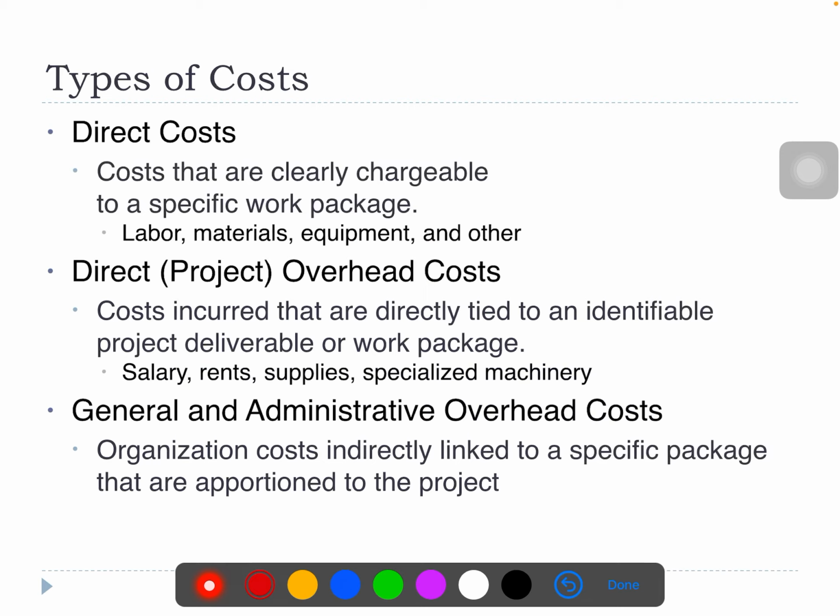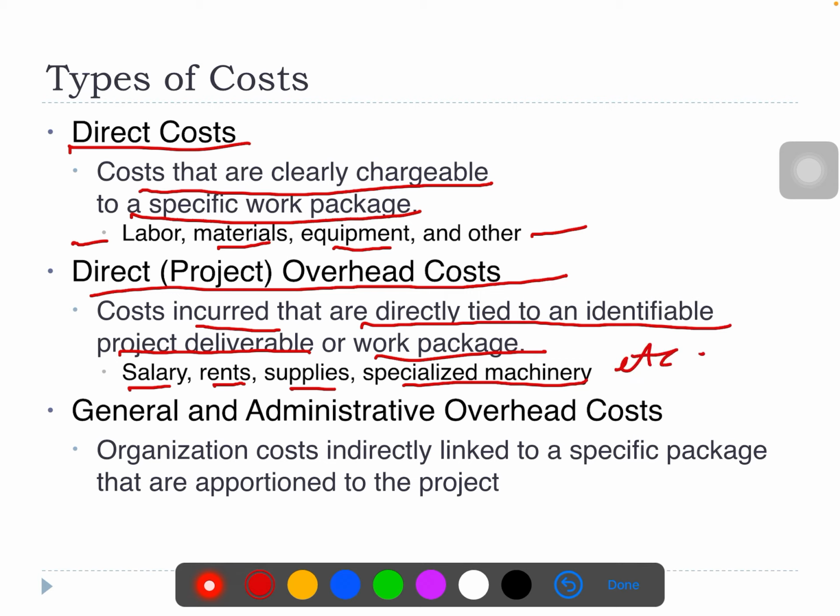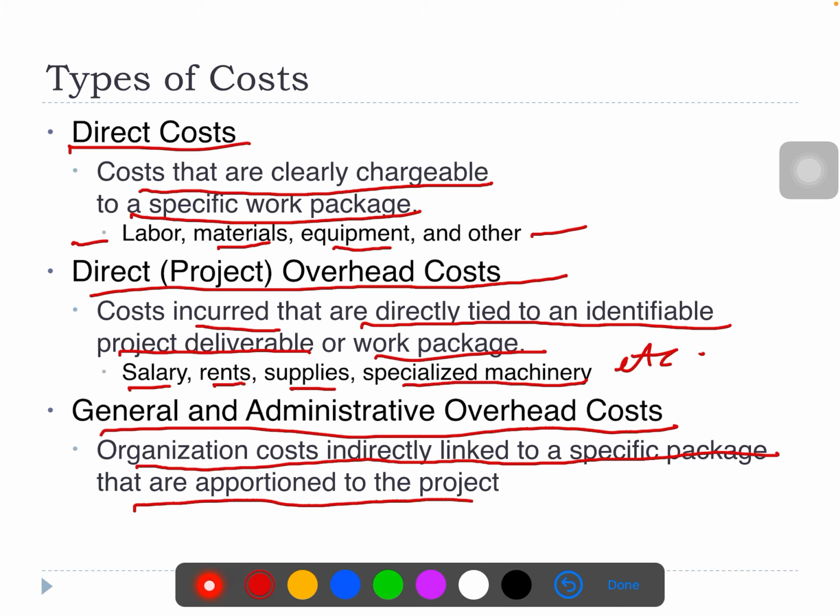The type of cost: first, direct cost, which is a cost that is clearly chargeable to a specific work package. For example, labor, material costs, equipment costs, and many others. Direct project costs or the overhead costs are the costs incurred that are directly tied to an identifiable project deliverable or work package. For example, the salary, rent, supplies, specialized machinery, etc. There are so many types of direct project overhead costs. And general admin overhead costs, where these costs are indirectly linked to a specific package but are apportioned to the project.